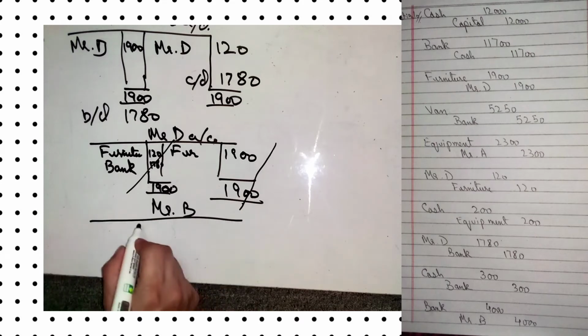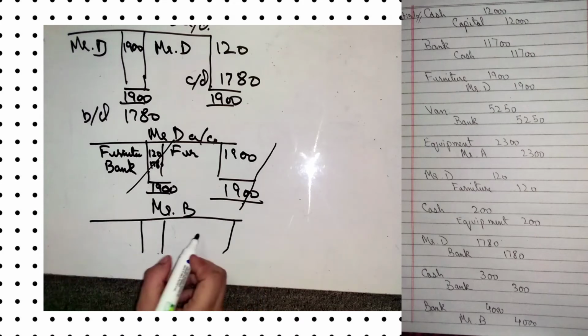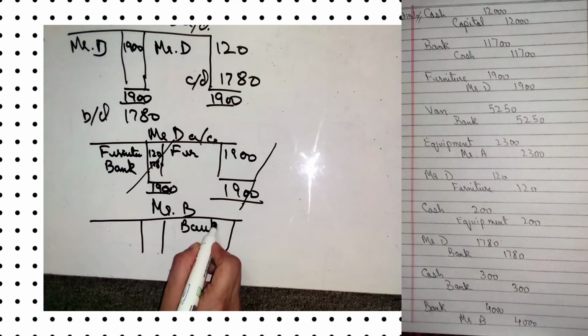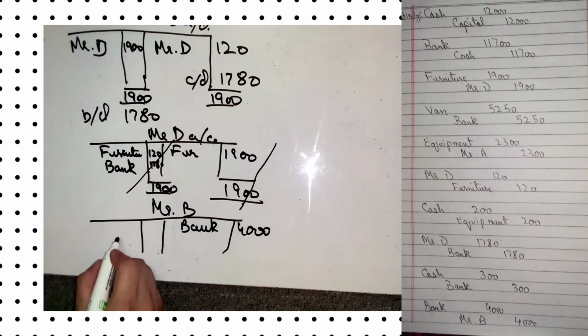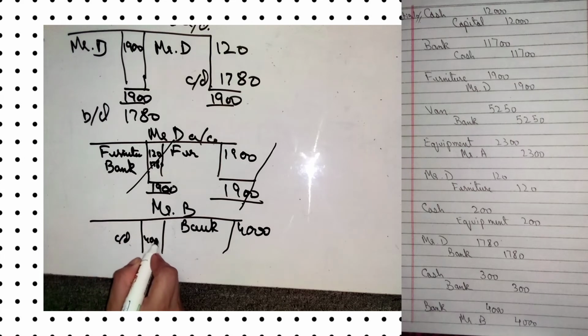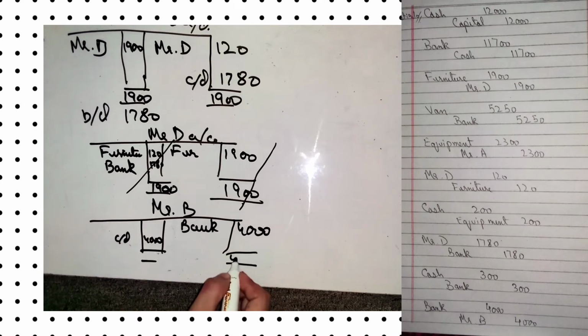Now, last but not the least, Mr. B, bank 4,000, carried down 4,000, grand total is 4,000, and brought down is going to be 4,000.